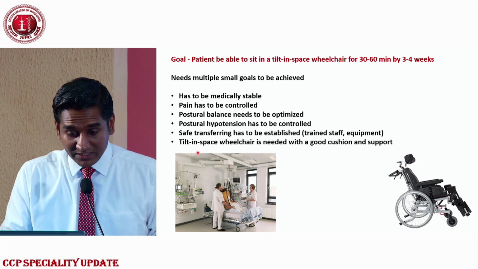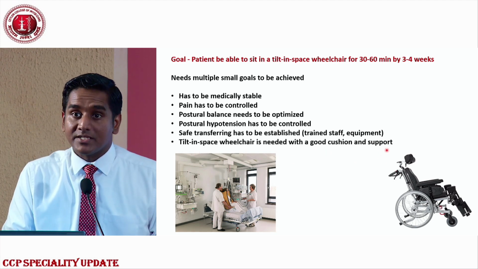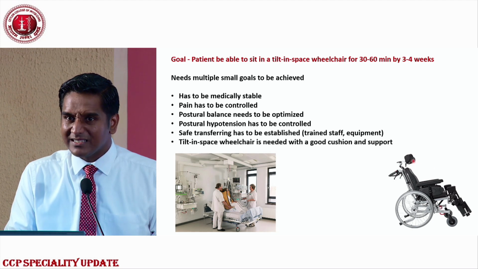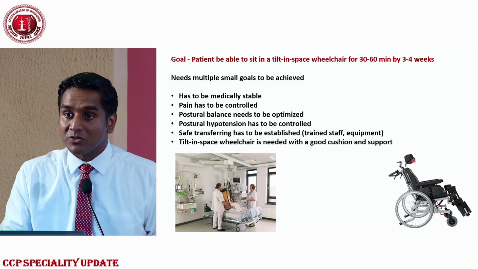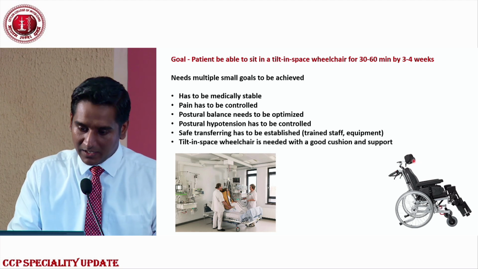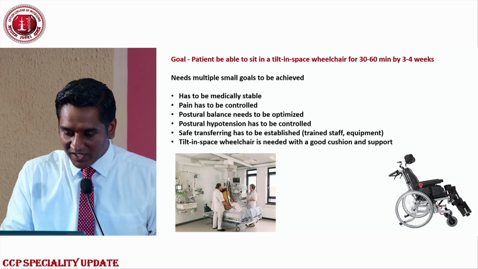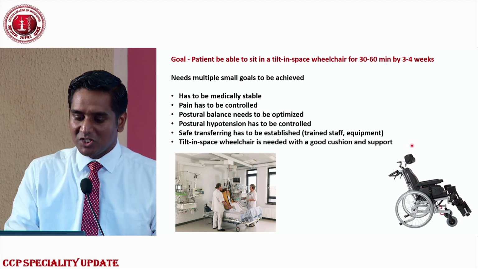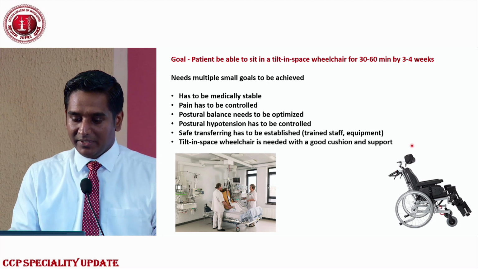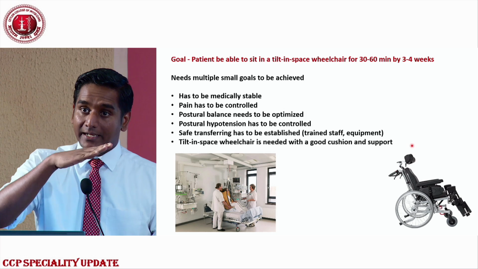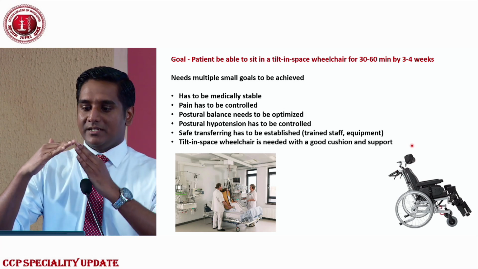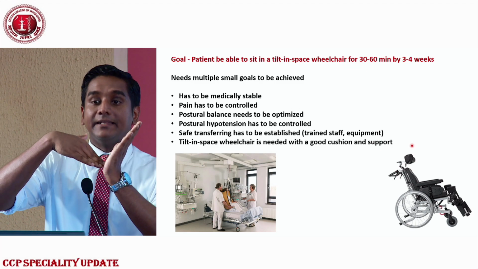And then we need a good tilt-in-space wheelchair with good cushion and support. We need head control because this patient is weak. It's lower motor neuron and cranial nerve, so he had a head drop. And we need trunk support and pelvic support. Generally, tilt means the patient can be tilted backwards. It's not reclining. So the back is 90, hips are 90, knees are 90, ankles are 90.